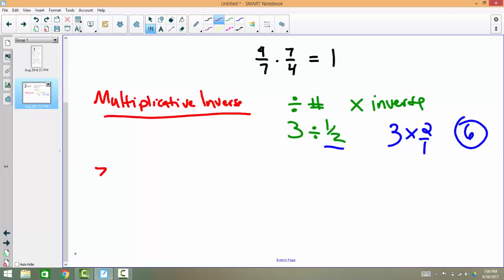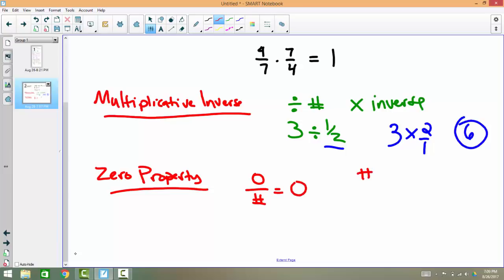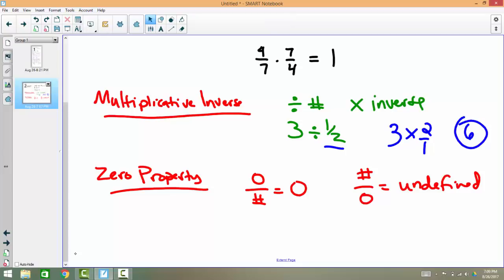The zero property states that 0 divided by a number is equal to 0, but a number divided by 0 is undefined. That does not exist. You cannot do that. 0 doesn't go into a number, ever.